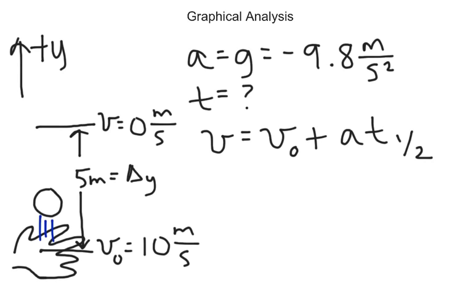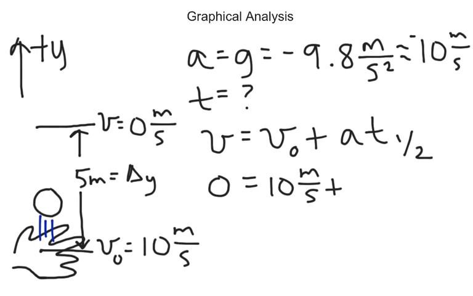So my final speed in this case is going to be when it's at its highest position, so it'll be a speed of 0. My initial velocity is a positive 10 meters per second, plus my acceleration, which in this case is g, or negative 9.8. Let's say that's approximately negative 10 meters per second squared. So let's plug in a negative 10 meters per second squared.